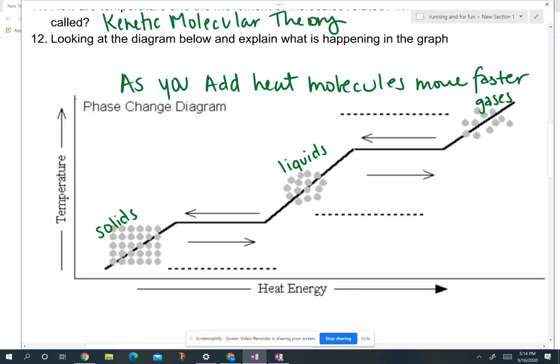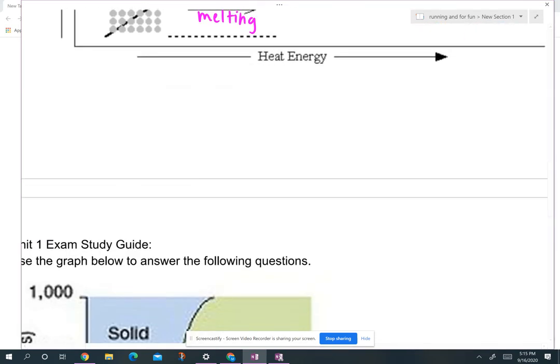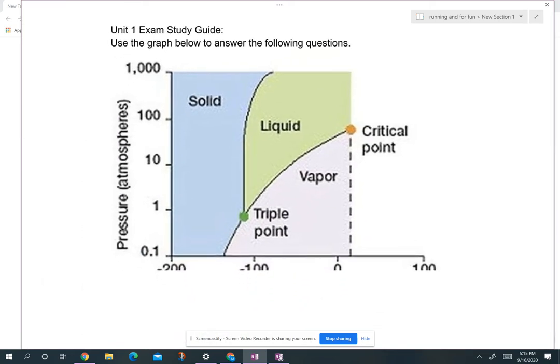So from solids to liquids, it is melting. From liquids to solid, it is freezing. From liquids to gases, we're going to go to evaporation. And from gases to liquids, that is condensation. So that is that graph right here. Okay.